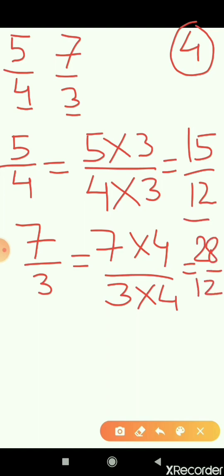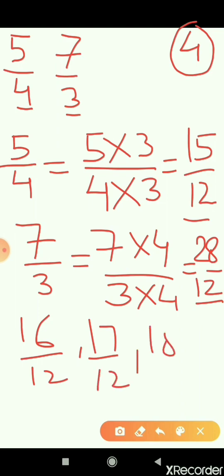Now both the numbers have the same denominators, so the rational numbers between 5 upon 4 and 7 upon 3 are 16 upon 12, 17 upon 12, 18 upon 12 and 19 upon 12.